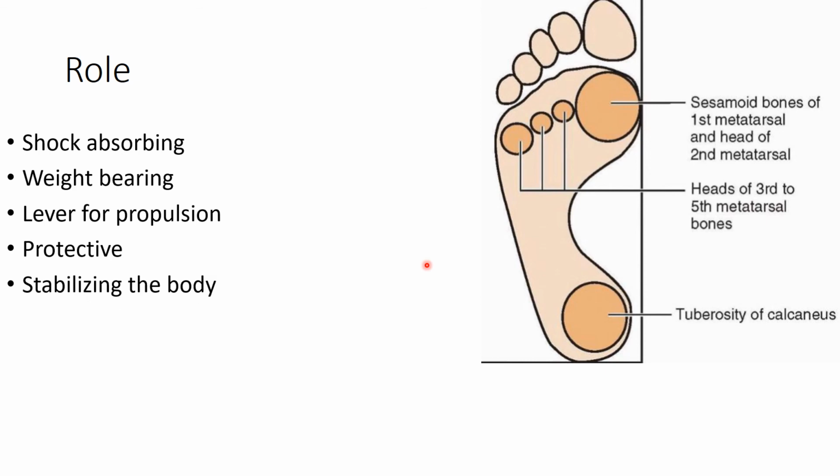Now next is stabilizing the body. Obviously the foot is a great stabilizer, and it acts for balance and coordination. This is because this portion of the medial longitudinal arch is for the propulsive act, and this lateral one is mainly for coordination and for balance.